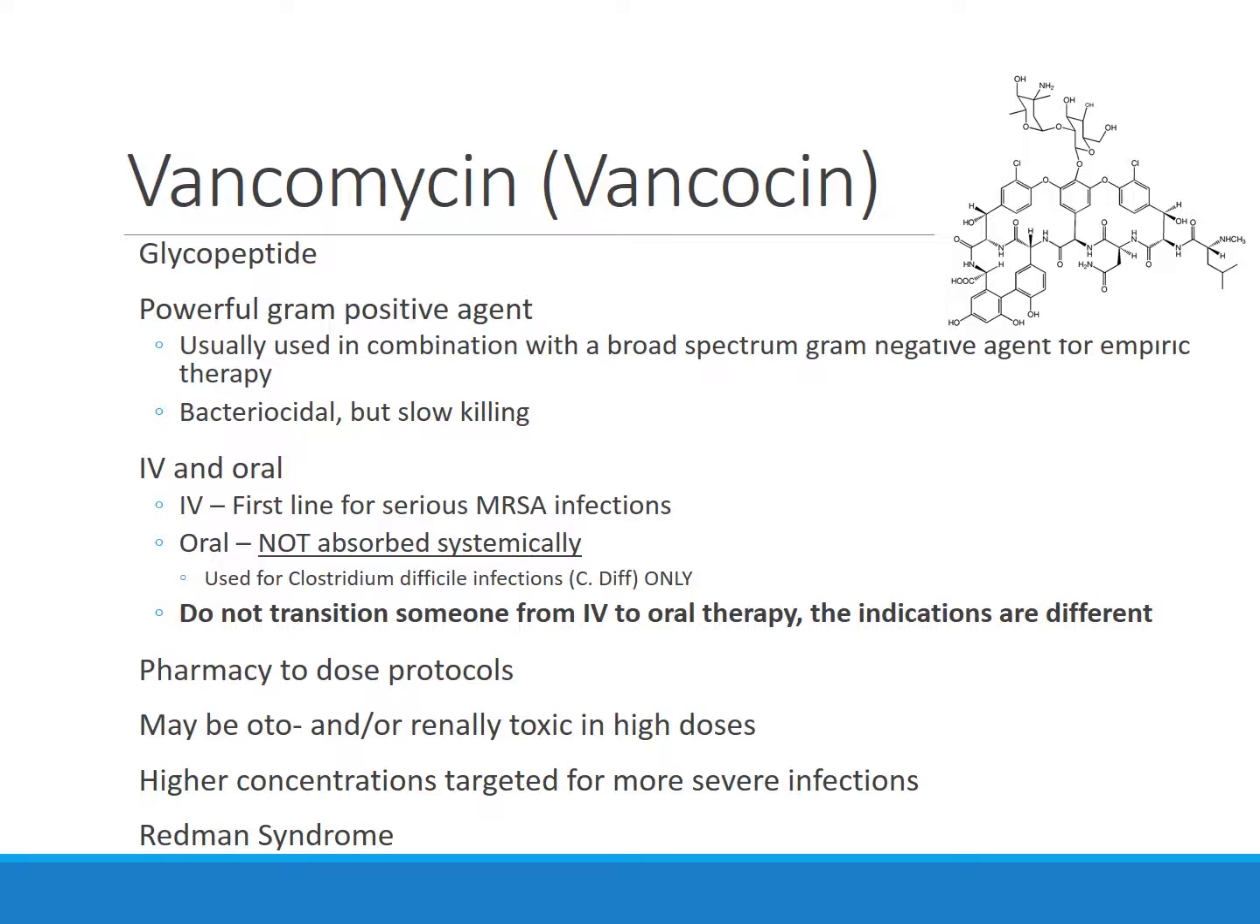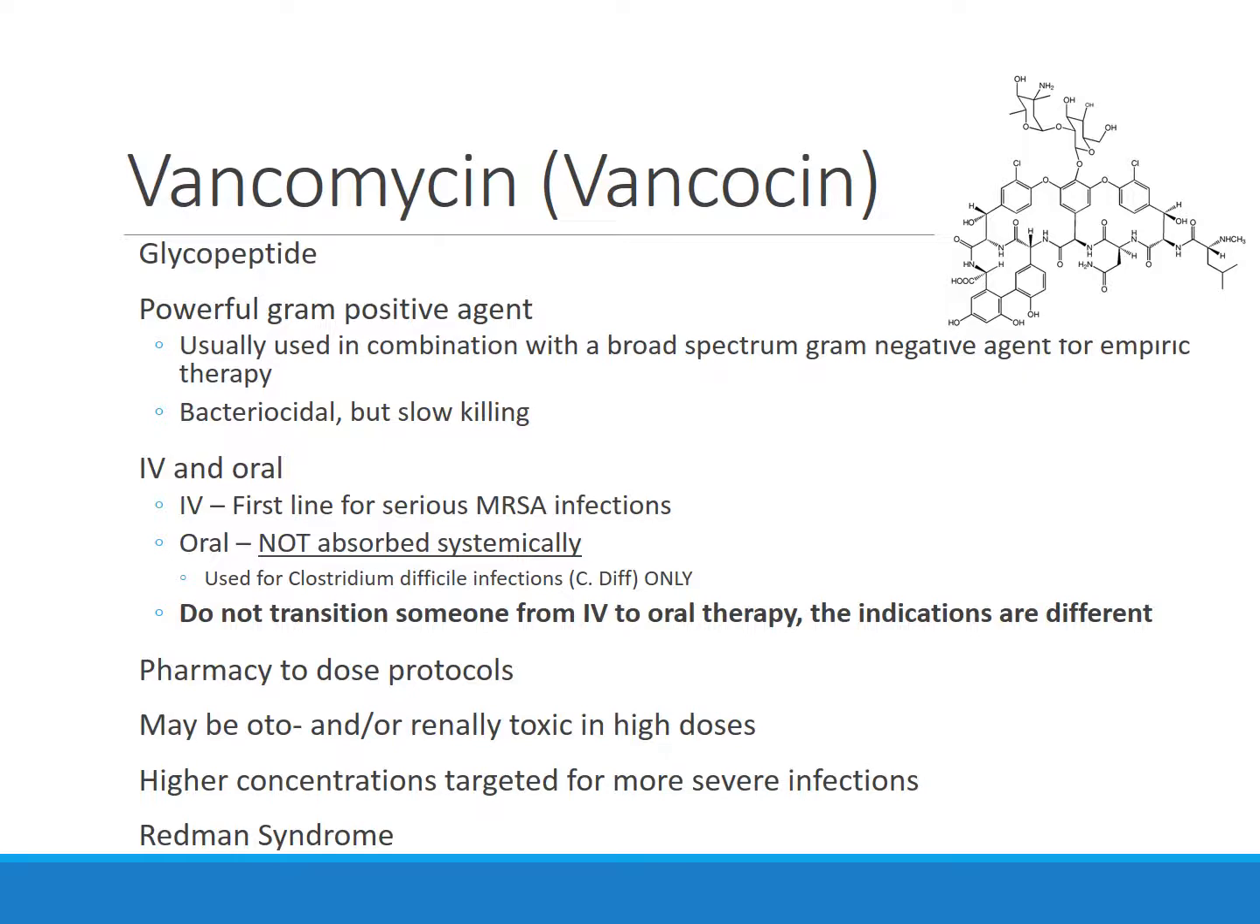It does cover streptococcus pretty well. It does cover enterococcus very well. So it does cover other gram-positives, which we can use it for. But when we're using vanco, we're often just empirically covering MRSA. So IV, first line for serious MRSA infections, first line for pretty much any serious infection where you want to empirically cover MRSA. It's a bactericidal agent, technically, but it's kind of a slow killer.